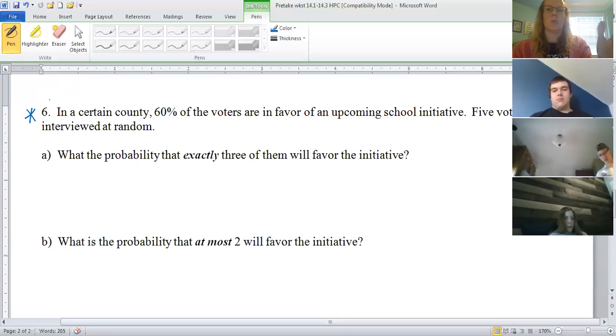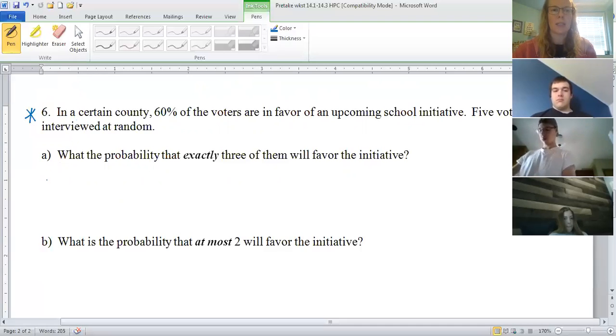This would be like if there were weighted dice, or left-handed or right-handed people, or Cubs fans versus Cardinal fans. So it's not going to be the same across the board. So anytime it's not fair, we're going to use this binomial probability.